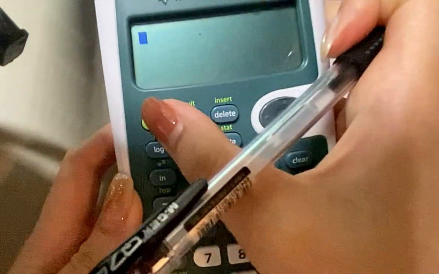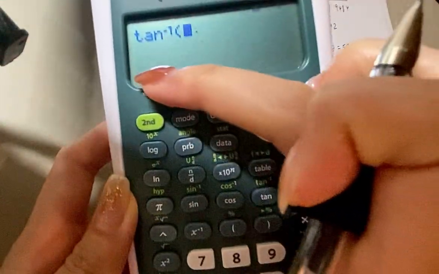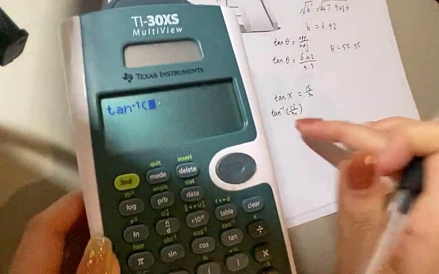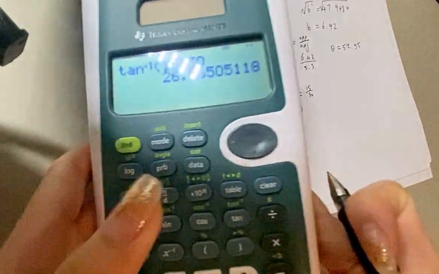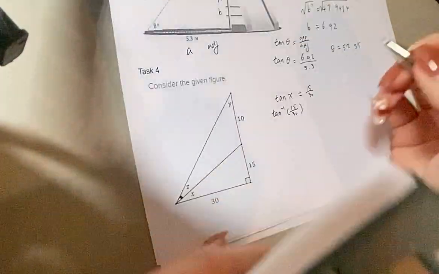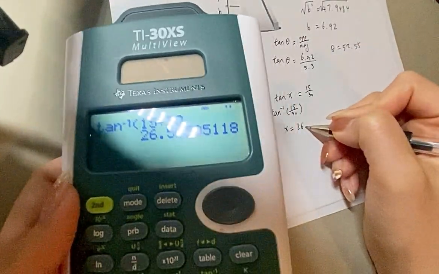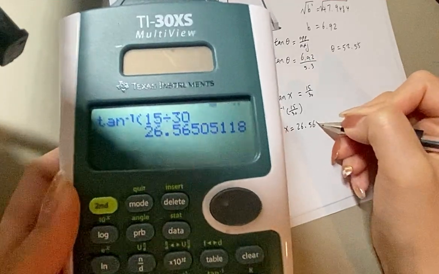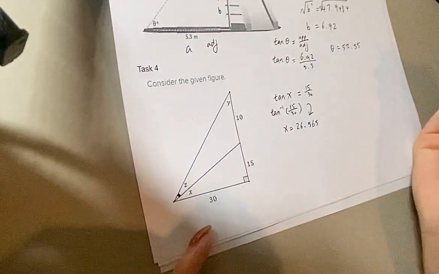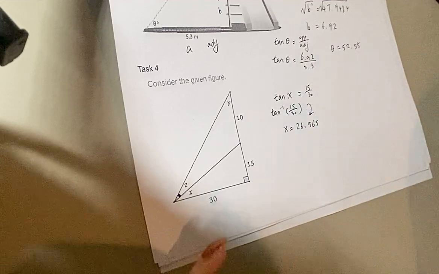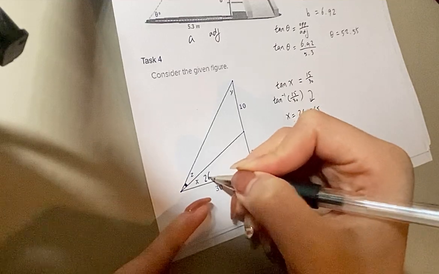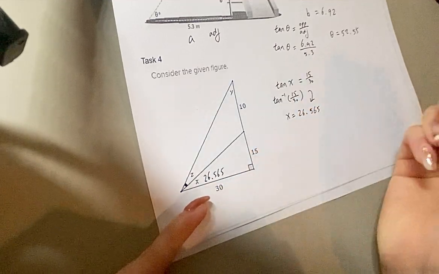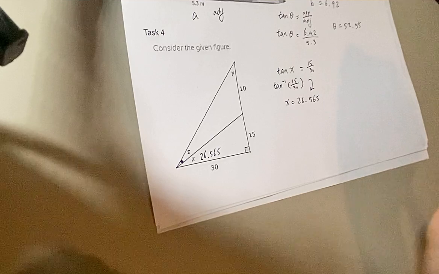So second tan gives us the tangent inverse, and we will put in 15 divided by 30 equals 26.565, the angle. So x equals 26.565, which gives us by putting this into the calculator. Okay, so we know that this angle is 26.565, and now what can we do next?